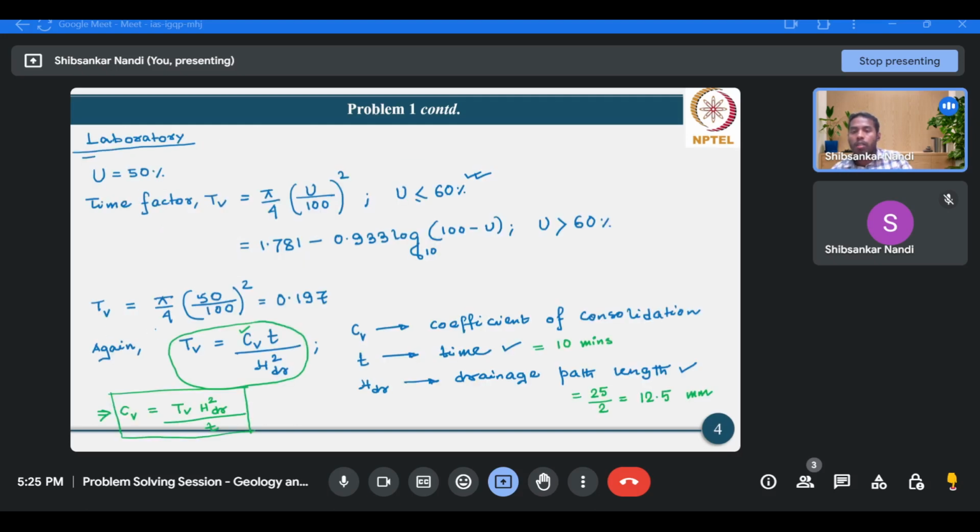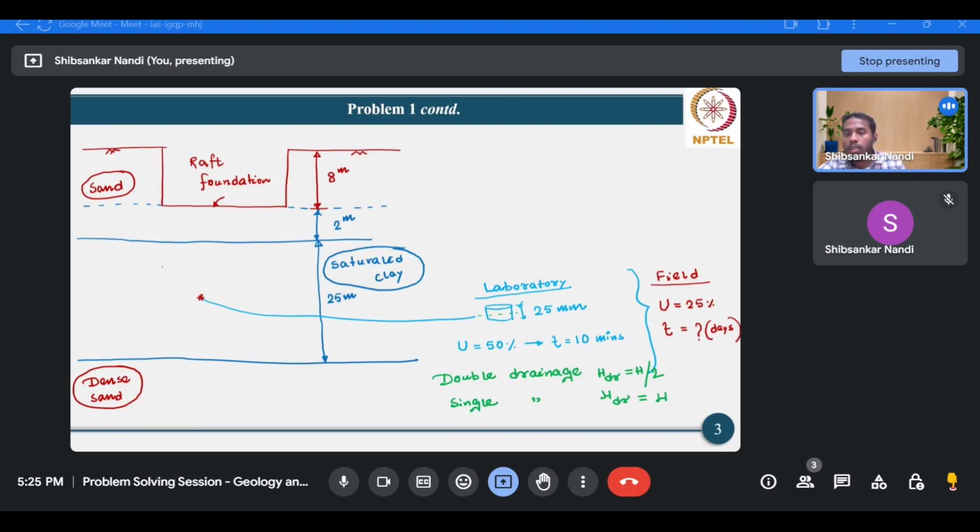So HDR for the field condition will again be a double drainage condition. How? Because on the top of the saturated clay layer it's sand, and at the bottom of the clay layer it's dense sand. That means the saturated clay layer in the field is sandwiched between two sand layers, so drainage can occur from the top as well as from the bottom.